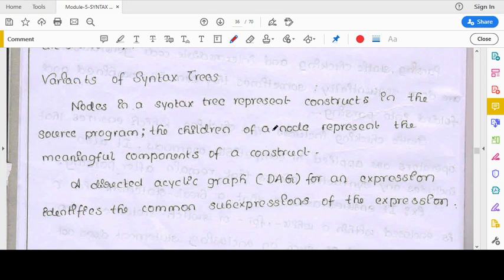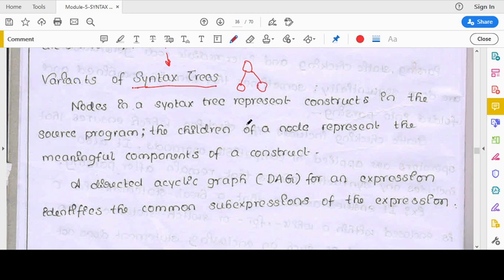The children of a node represent the meaningful components of the construct. Looking into the syntax tree, it is derived from the parse tree. A parse tree has non-terminals within it. A syntax tree does not have any non-terminals, but it has its own structure of operators and operands. Operators will be the nodes, and the operands will be their leaf nodes, right? So that was about the syntax tree which we looked at previously.